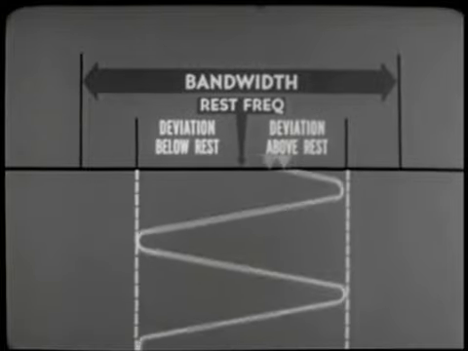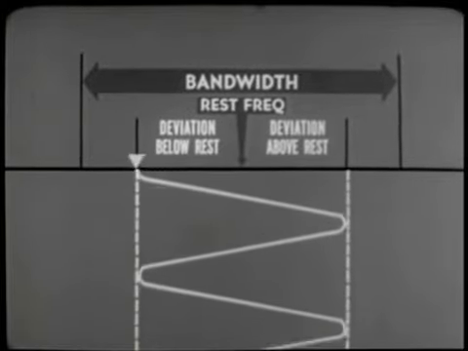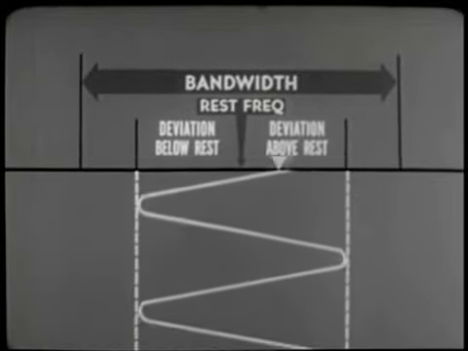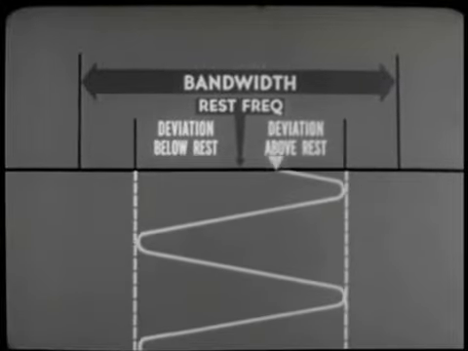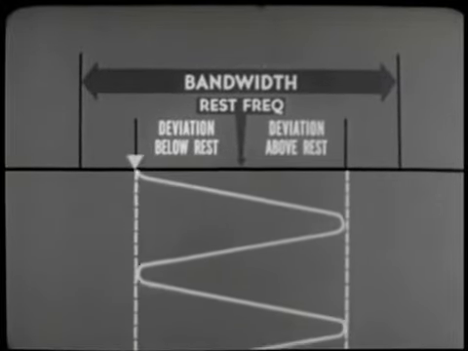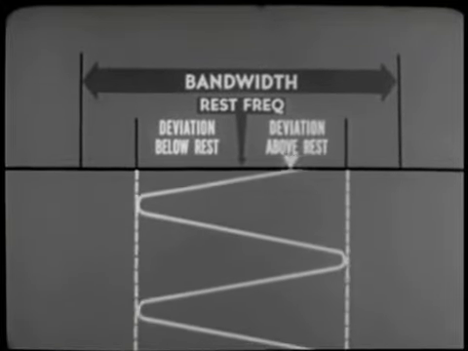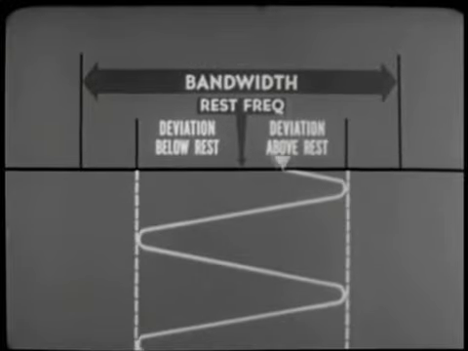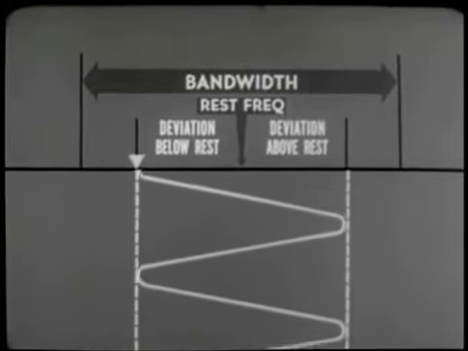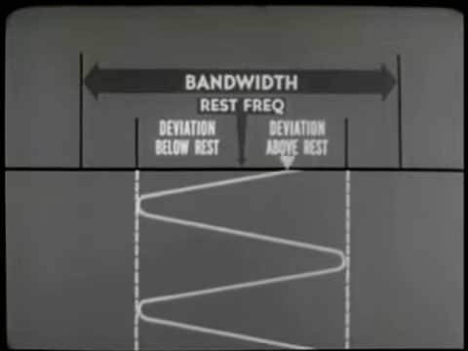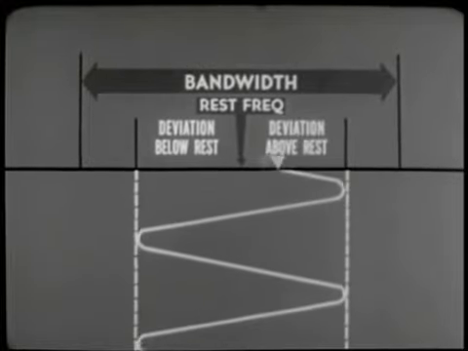Only by changing the amplitude of the modulating signal do we decrease or increase the extent of deviation above and below rest. FM circuitry is designed so that maximum amplitude of the modulating signal will cause the carrier to deviate to the maximum frequency range assigned to it. Note that this does not include the guard band. In other words, the carrier will swing as far above and below its rest frequency as it can go.